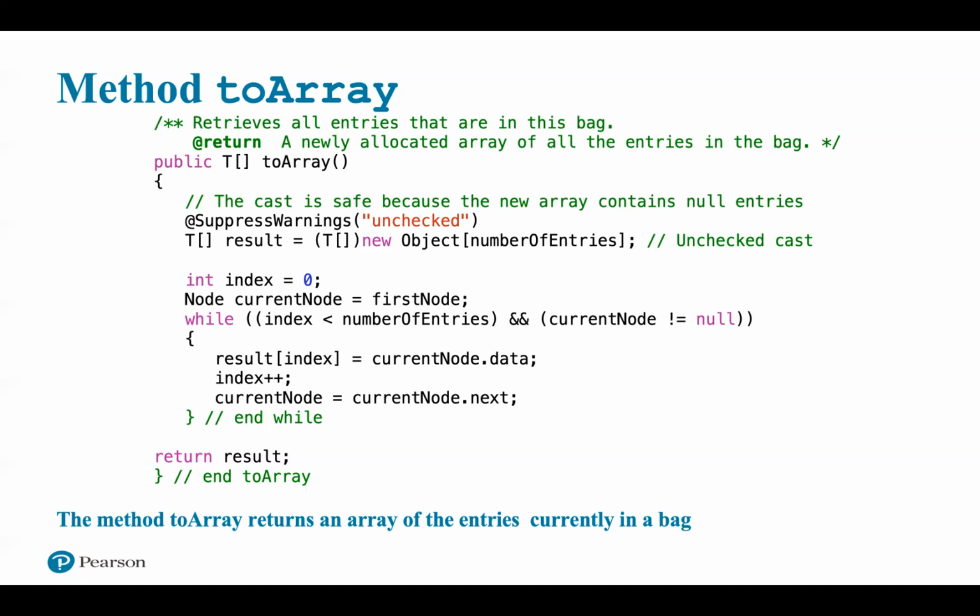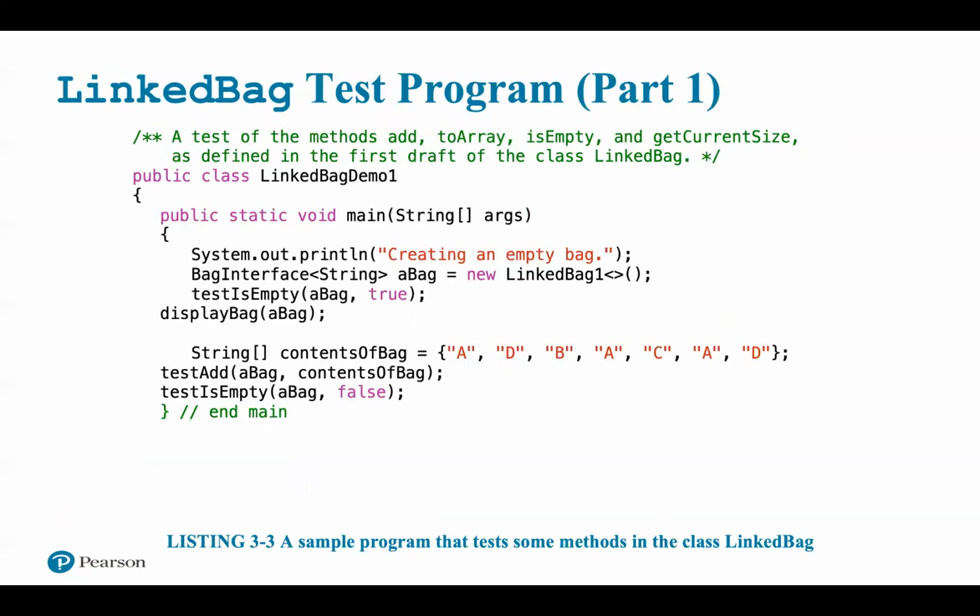Once again, we continue in this manner until we reach the last node and currentNode becomes null. The following method toArray uses these ideas, and we have them listed here in the chart.